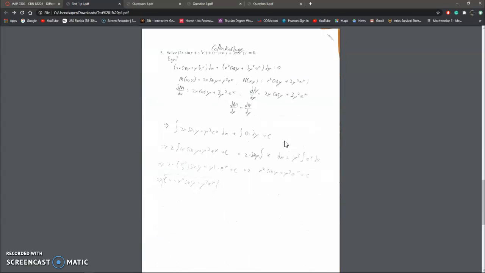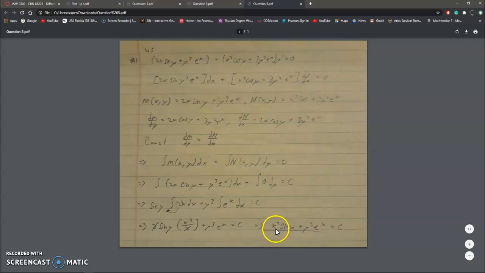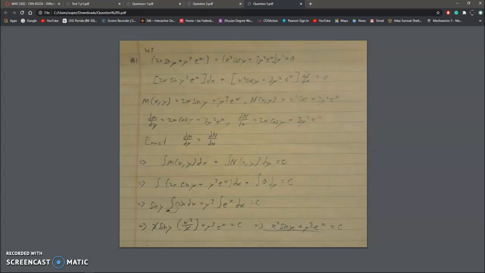So now on to 5, which I actually did get correct mostly in the test. The correct answer, though, for this is actually not negative x squared sine y minus y cubed e to the x. It's actually x squared sine y plus y cubed e to the x equals c. It's positive, not negative. I just messed up my signs there.